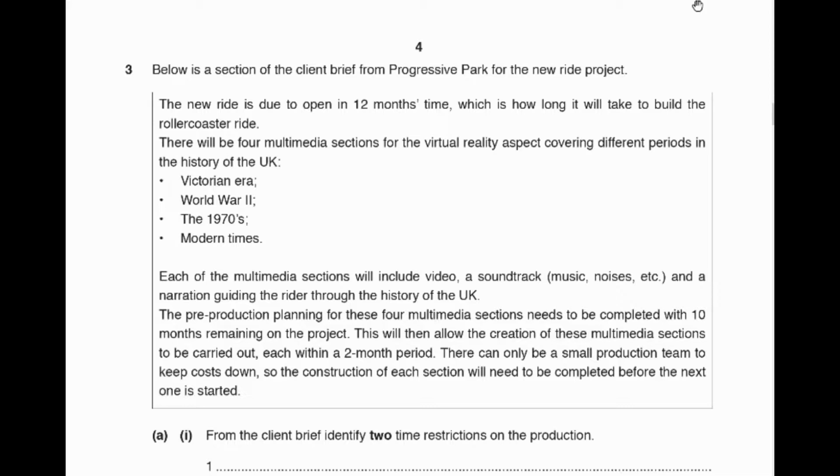So we've got the new ride is due to open in 12 months' time, which is how long it will take to build the roller coaster ride. There'll be four multimedia sections for the reality aspect covering different periods in history. You've got the Victorians, World War II, 1970s and modern times. Each of the multimedia sections will also include video, a soundtrack, and a narration guiding the rider through the history of the UK. The pre-production planning for these four multimedia sections needs to be completed with 10 months remaining on the project.